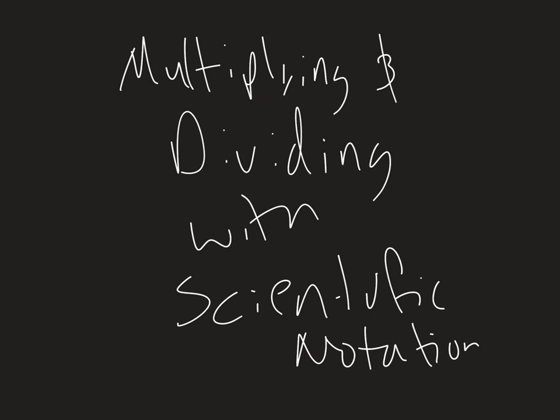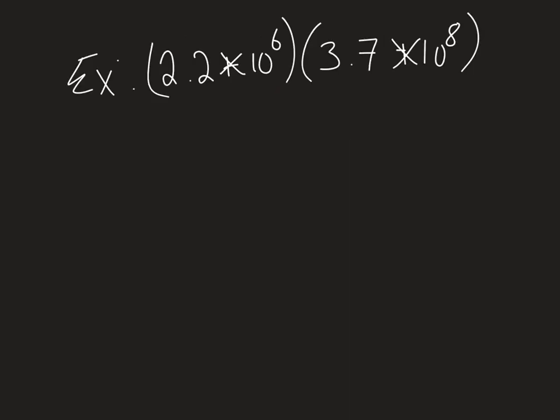In this video, we'll talk about multiplying and dividing with scientific notation. So let's jump right in. Start off with an example. So we're multiplying 2.2 times 10 to the 6th times 3.7 times 10 to the 8th.